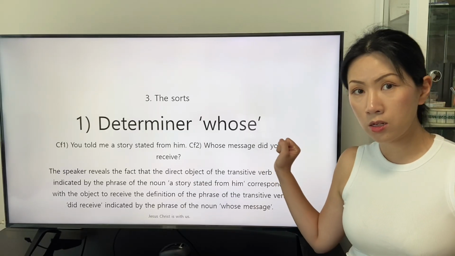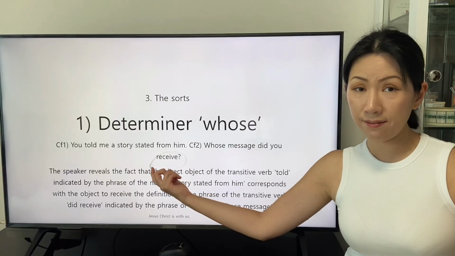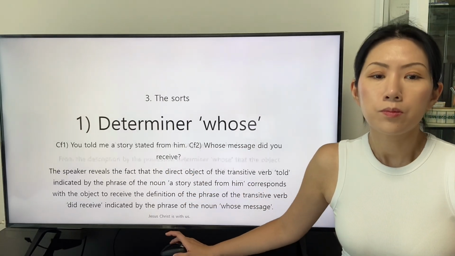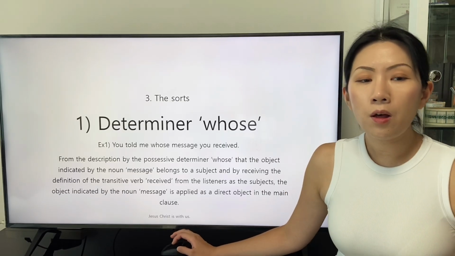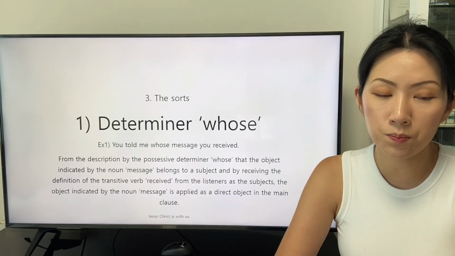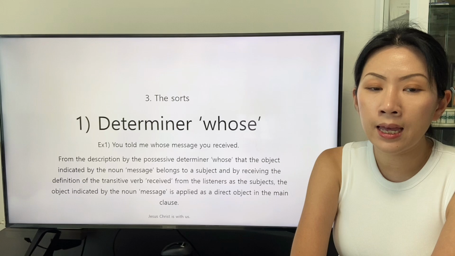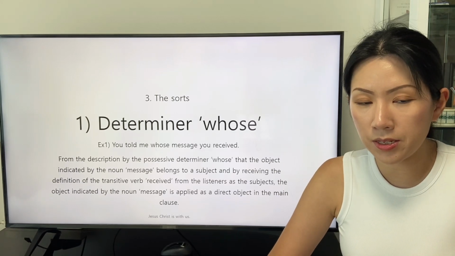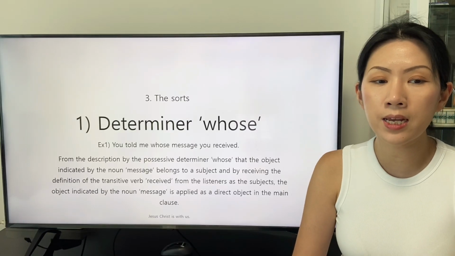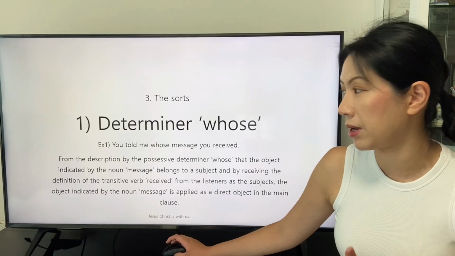In this second sentence, we can find that the object of the transitive verb receive is indicated by the phrase whose message. From the description by the possessive determiner whose, the object indicated by the noun message belongs to a subject. And by receiving the definition of the transitive verb received from the listeners as the subject, the object indicated by the noun message is applied as a direct object in the main clause.